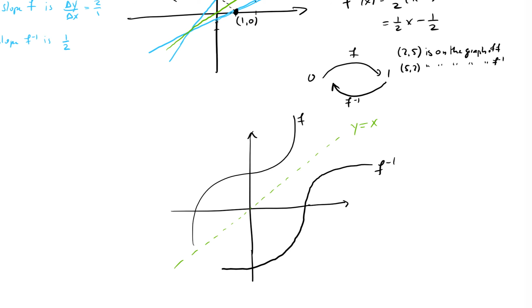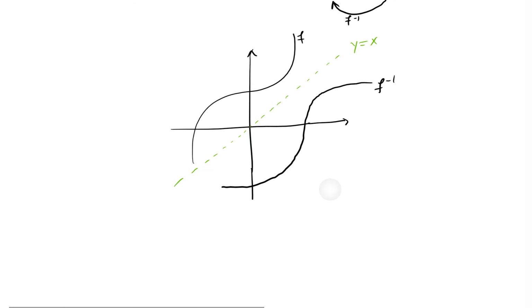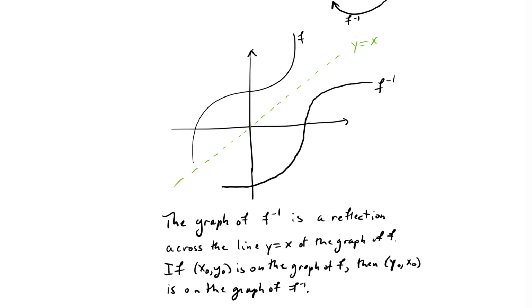It's just a reflection. So maybe let's write that down. The graph of f inverse is a reflection across the line y equals x of the graph of f. If (x0, y0) is on the graph of f, then (y0, x0) is on the graph of the inverse. So what I mean by this is if you've got (x0, y0) here, across that line, you'll generate the point (y0, x0), which is going to be part of the graph of the inverse.